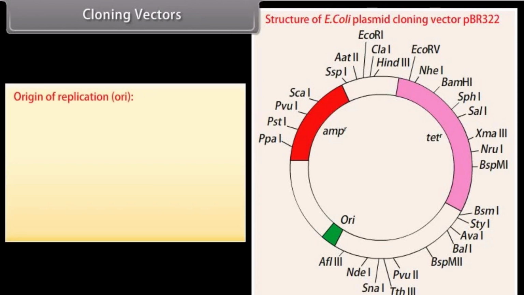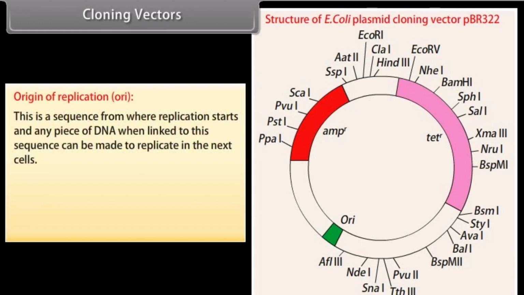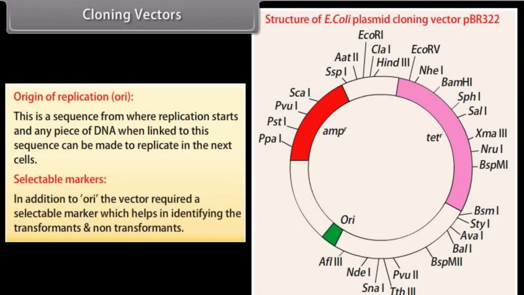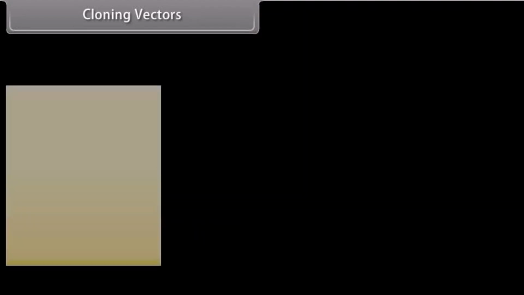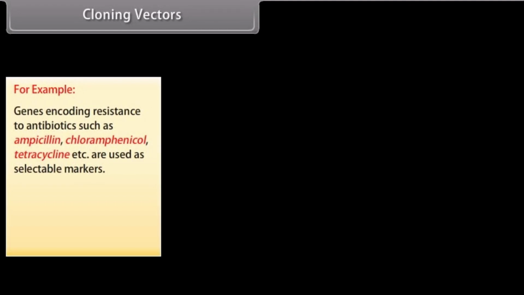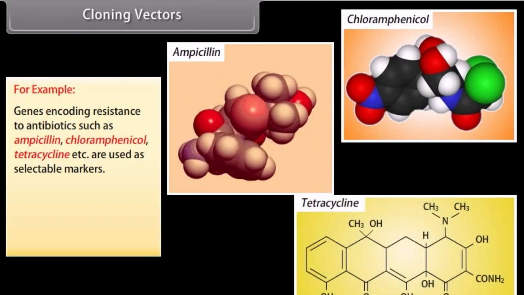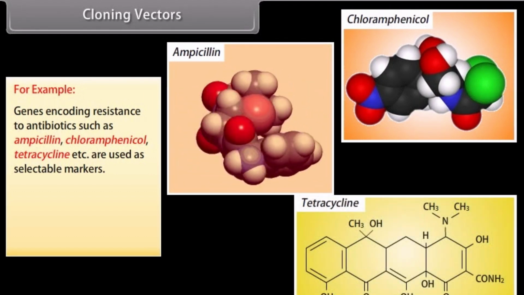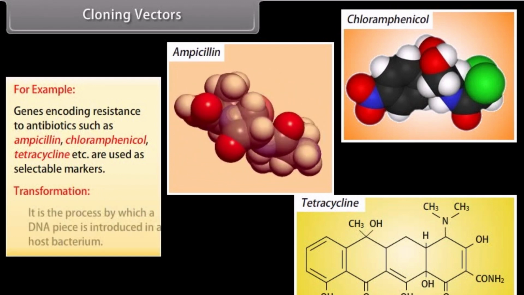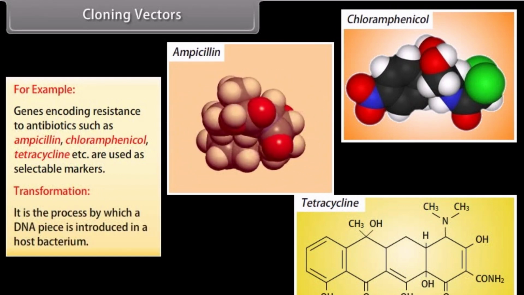Origin of replication. This is a sequence from where replication starts, and any piece of DNA, when linked to this sequence, can be made to replicate in the host cells. Selectable markers. In addition to the origin of replication, the vector requires a selectable marker, which helps in identifying the transformants and non-transformants. For example, genes encoding resistance to antibiotics such as ampicillin, chloramphenicol, tetracycline, etc. are used as selectable markers. Transformation is a process by which a DNA piece is introduced into a host bacterium.